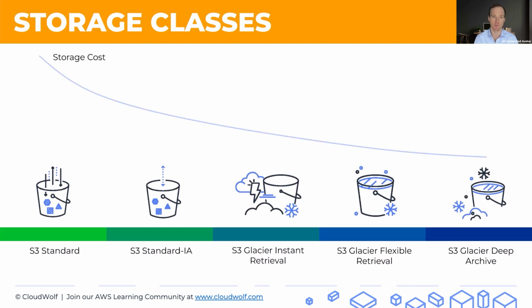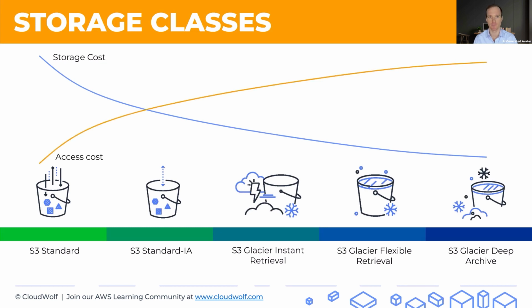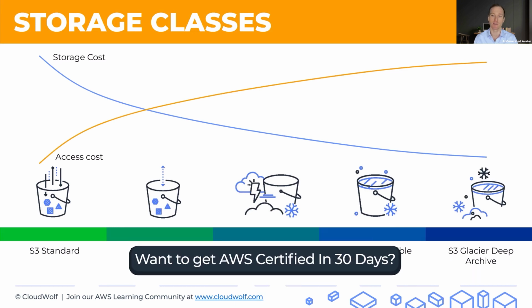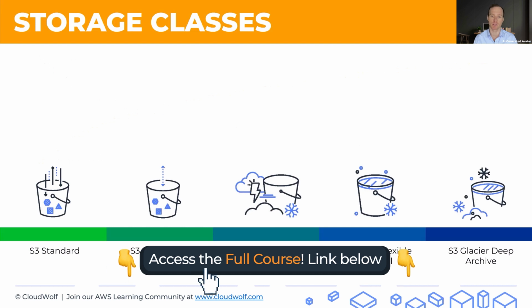So conceptually, you can think of it this way. Storage costs go down as you progress to the right of this diagram, and access costs go up. Now, we'll talk about pricing a bit further down the line. Let's look at these classes in a bit more detail.